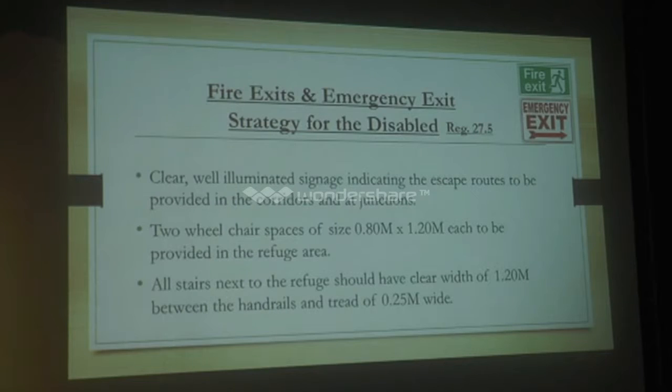The fire exits and emergency exit strategy for the disabled are covered in regulation 27.5. Clear and well-illuminated signage indicating the escape routes is to be provided in the corridor at junctions. Two wheelchair spaces of size 0.8 by 1.2 meter are to be provided in the refuge area. All stairs next to the refuge area should have a clear width of 1.2 meter, and between the entrance and the tread of 0.25 meter.